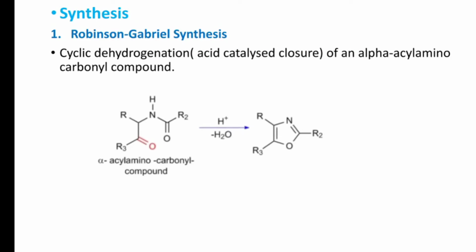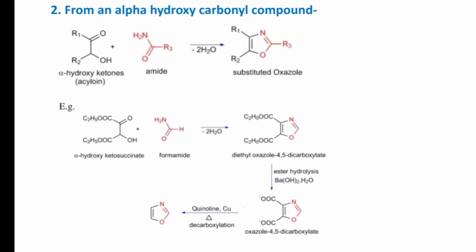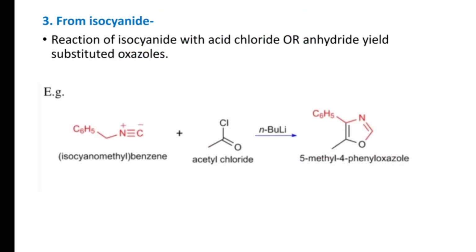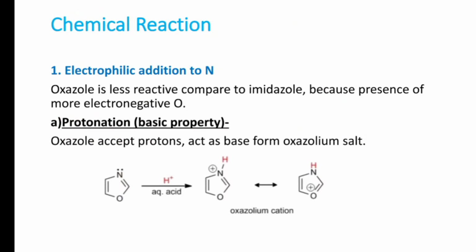So some syntheses of the oxazole. The first is the Robinson-Gabriel synthesis. Second one is from an alpha-hydroxycarbonyl compound and third one is from the isocyanide.